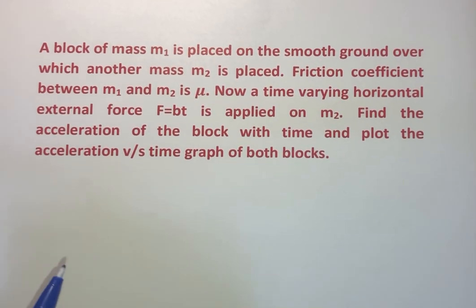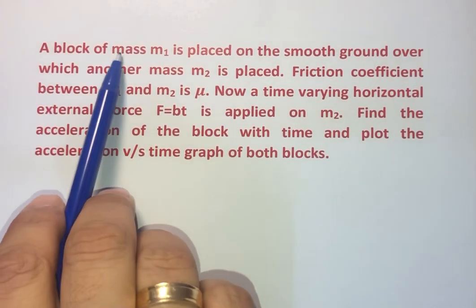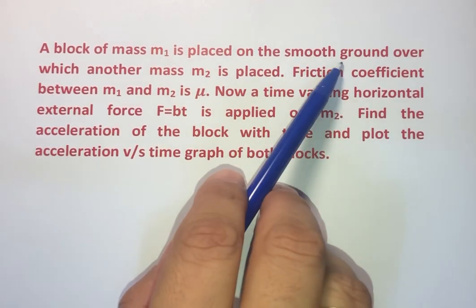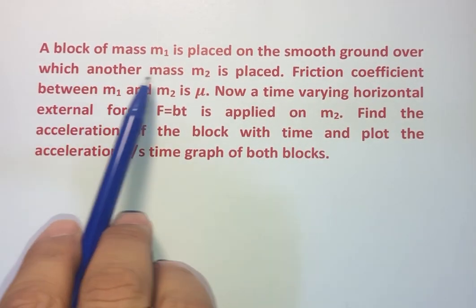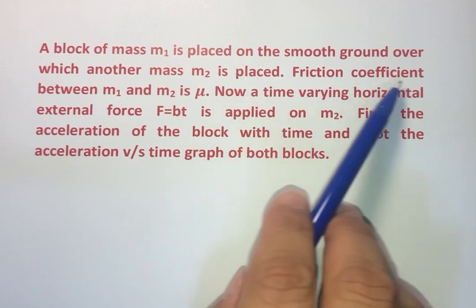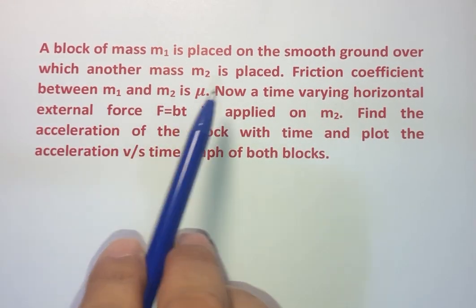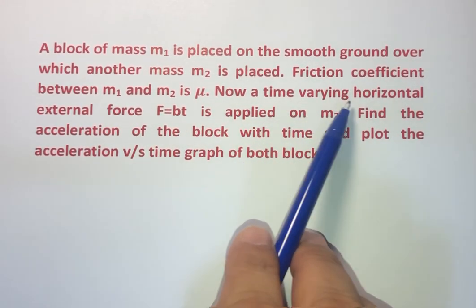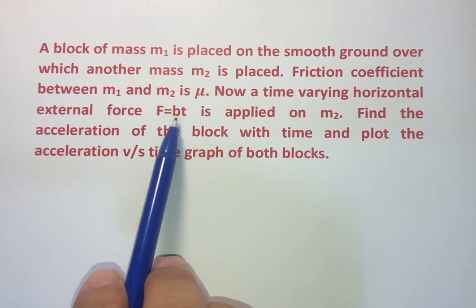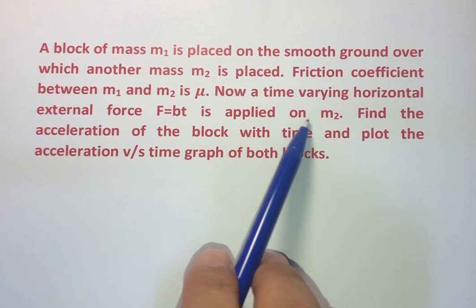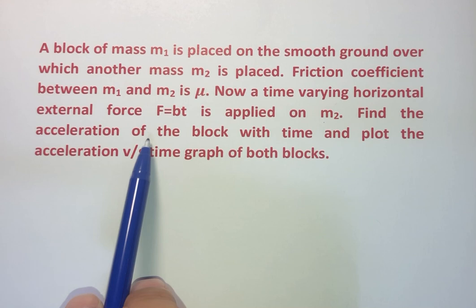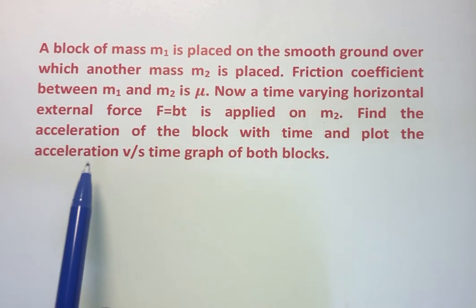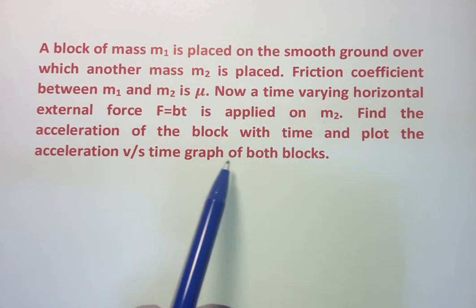Hello friends, today's question. A block of mass m1 is placed on a smooth ground over which another mass m2 is placed. Friction coefficient between m1 and m2 is mu. Now a time varying horizontal external force F equal to bt is applied on m2. Find the acceleration of the block with time and plot acceleration versus time graphs for both blocks.